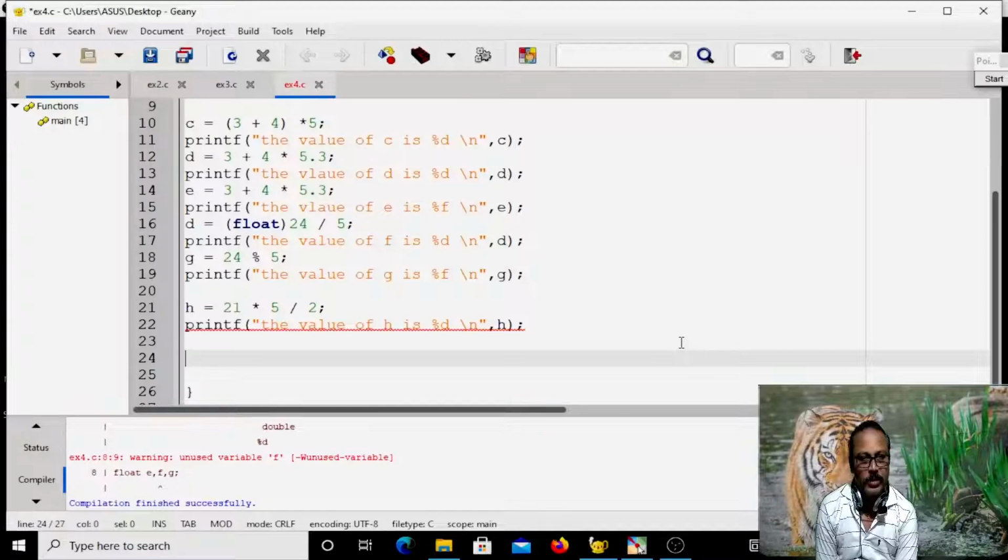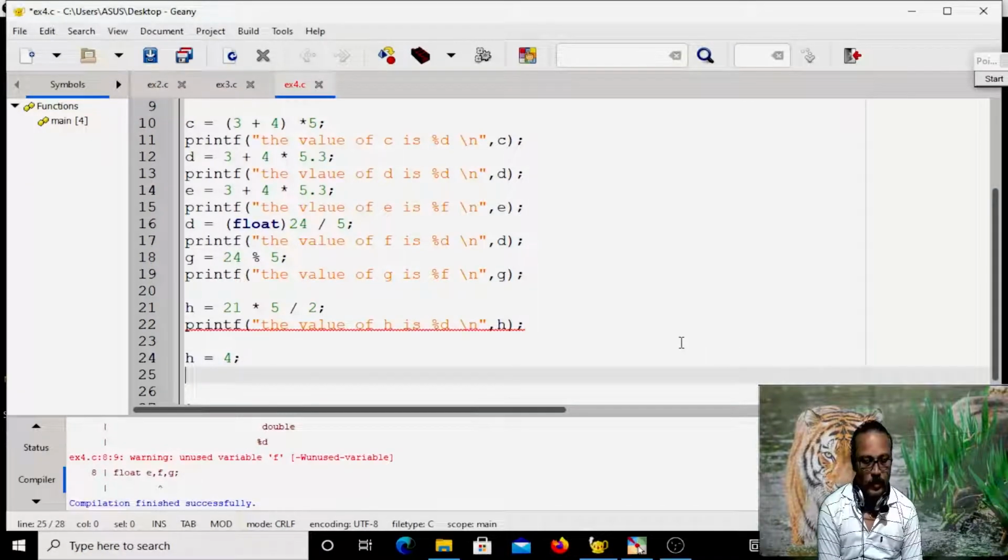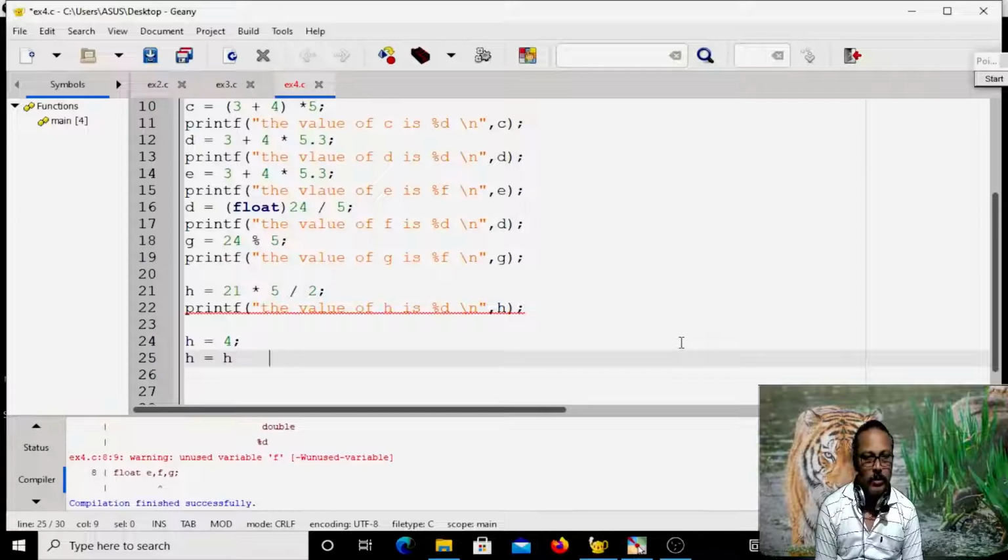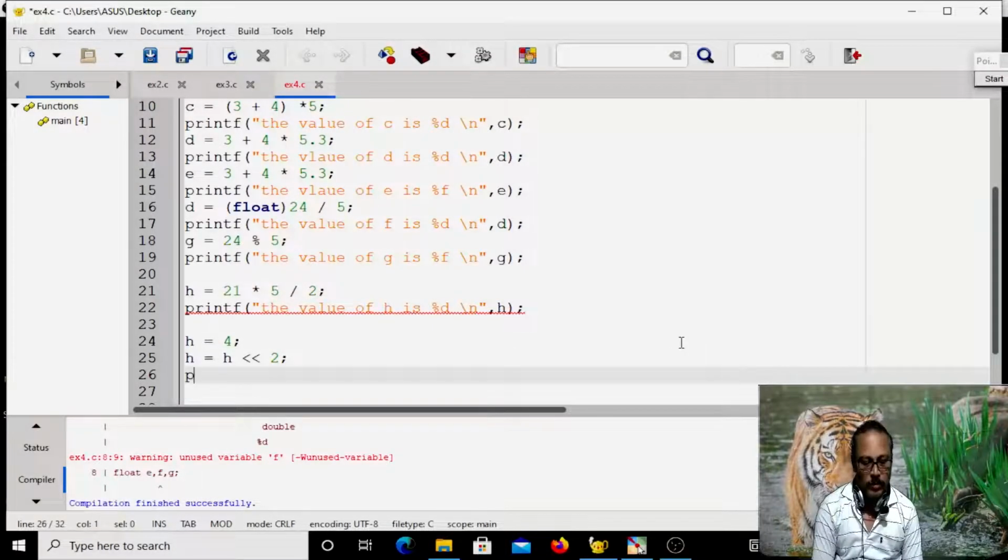What else? The bitwise operators. Okay. So h is, let us say, 4. h equal to h by 2. H value is 4.